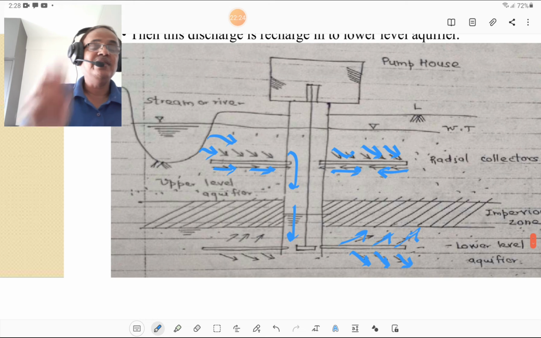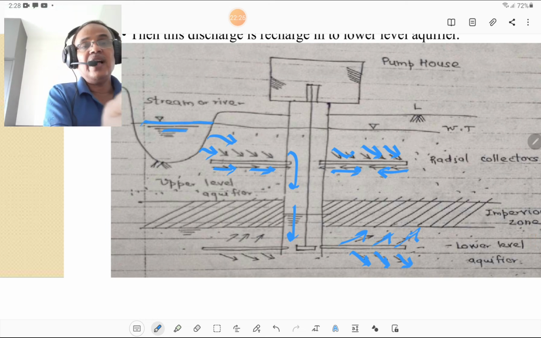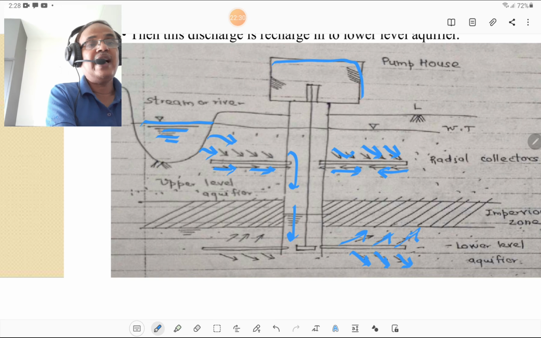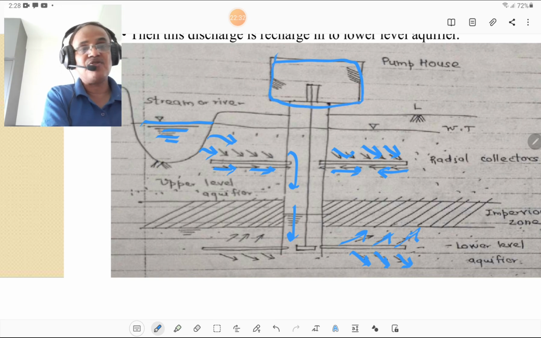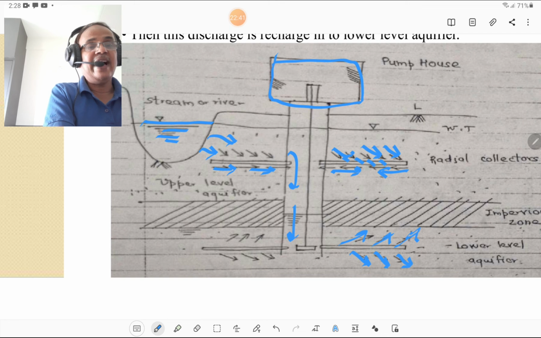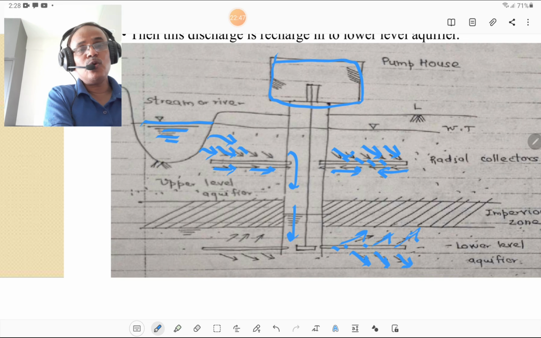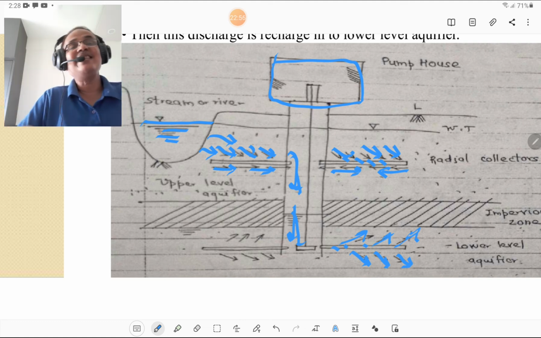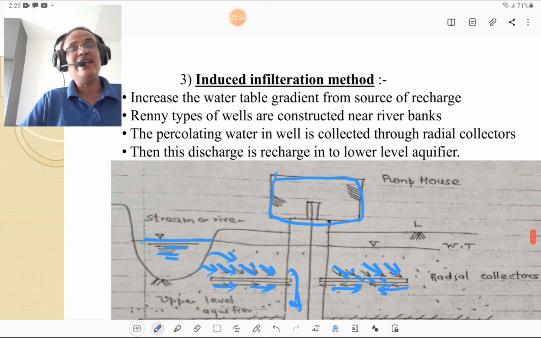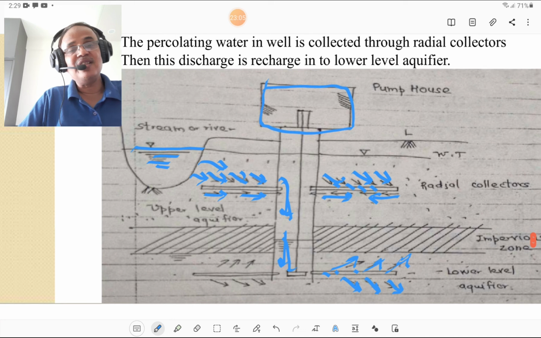Please look at this figure. This is the stream or a river, and this is the pump house, and below that pump house a Ranney type well is constructed, and the radial collectors are placed at the upper level aquifer and lower level aquifer also. And this water is collected through radial collectors and transferred to the bottom or lower level aquifer. Such a mechanism is termed the induced infiltration method to recharge the well. And this is all the time asked in the examination.